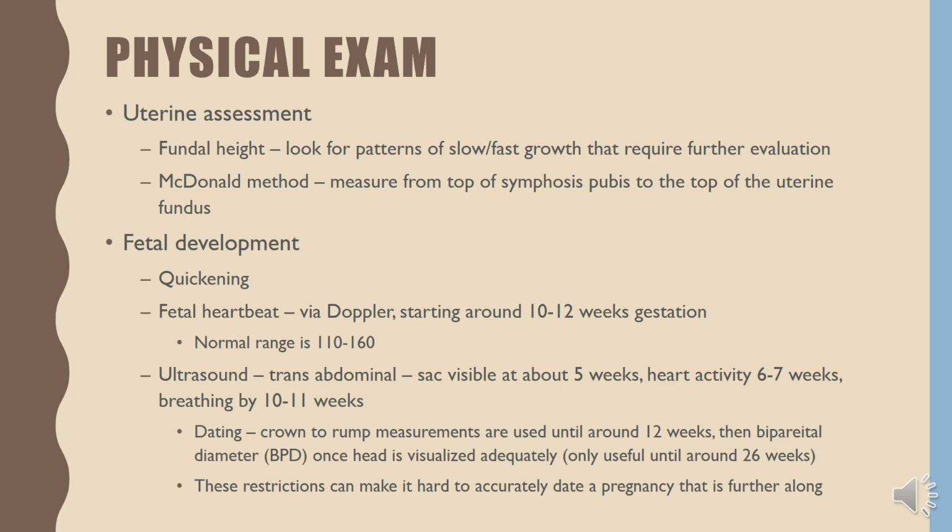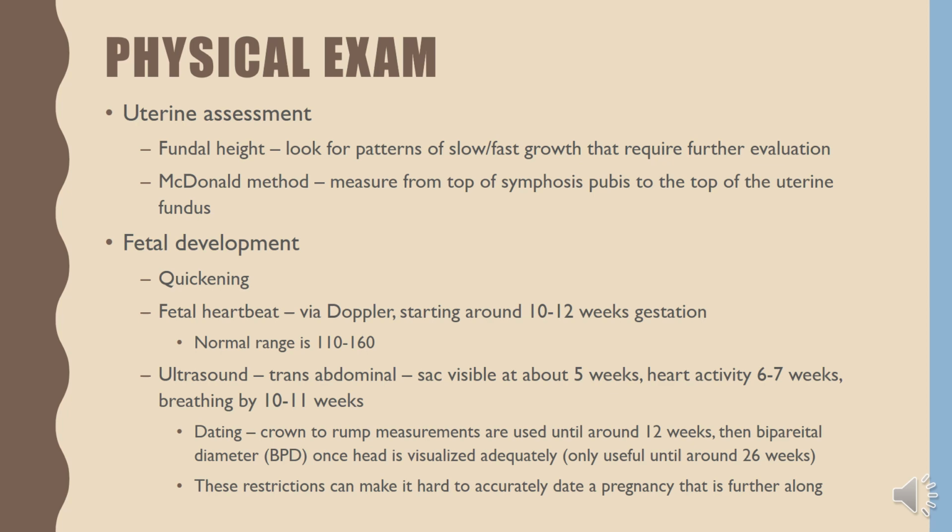Another fetal development thing that can be done is ultrasounds. So ultrasounds can be done to look for a variety of things. Early on, we could do transabdominal or possibly transvaginal, but via transabdominal, you can see the amniotic sac at about 5 weeks. The heart activity begins to be noticeable on ultrasound by 6 or 7 weeks, and breathing by 10 to 11 weeks. So there are some key things you can note on ultrasound that are very evident.